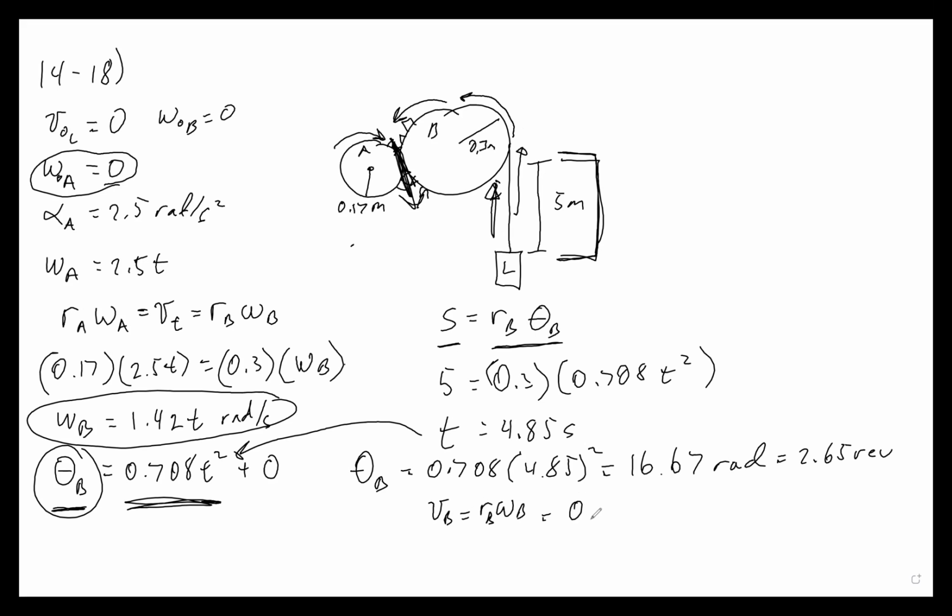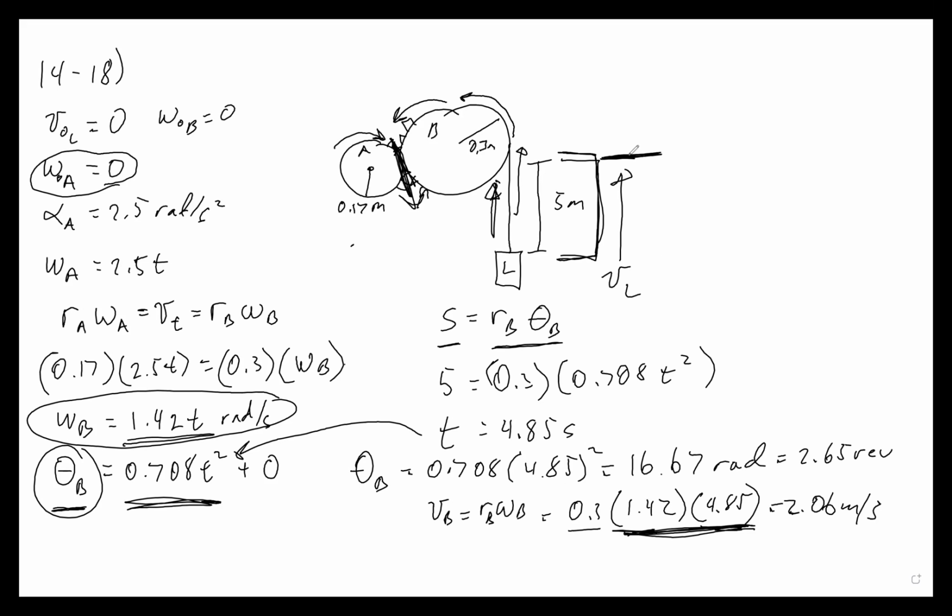So that ends up being 0.3 times omega B. What is omega B? Omega B is 1.42 times t, and t is the time of 4.85 seconds. Just to recap, we have the radius, and then we have the angular velocity, which is 1.42 times the time that we care about. That ends up equaling 2.06 meters per second. This is linearly how fast the velocity of L is when it's at this location, continuing to go up.